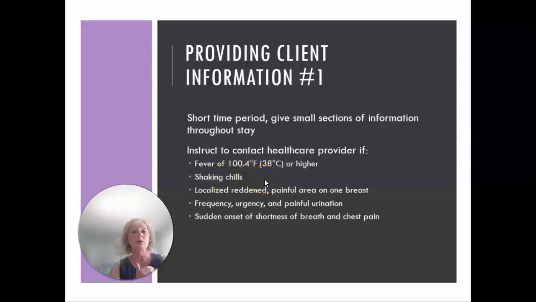So moms need to be told if they have a temperature of 100.4 or greater, they need to let the physician know. If they have any shaking or chills, any localized redness or painful areas on one breast, usually mastitis does not happen in both. It's usually just in one. Any frequency, urgency, or pain with urination needs to be told. Any sudden onset of shortness of breath or chest pain, we're going to be looking at a pulmonary embolus from maybe a detached DVT.